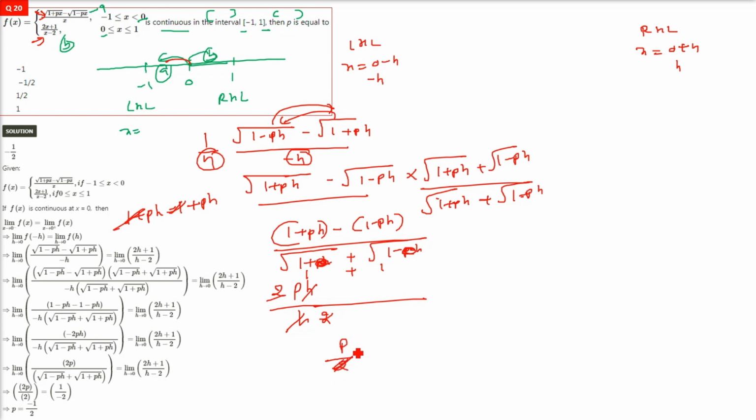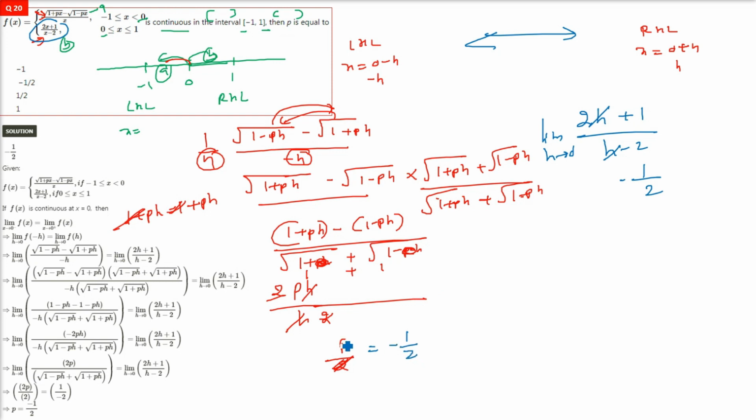Now we have to deal with the right hand side. So for the right hand limit, we just have to put 0 plus h, that is h. So 2 into h plus 1 divided by h minus 2. Now you can just apply the limit directly, because it will not be 0 by 0 or any other form. It will be simply minus 1 by 2. So you can just equate these two. What do you get? p is minus 1 by 2 is the answer. Minus half it will be.